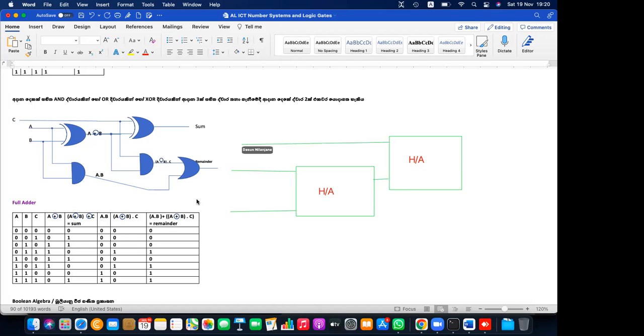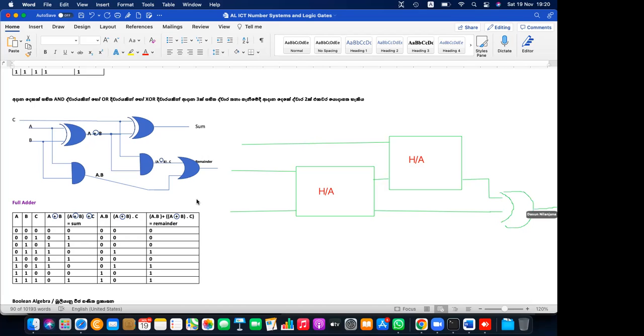Actually, the carry forward bit, you need to send it separately. See, carry forward. This is A and B, or the carry forward bit. And here also you need to add this with the carry forward bit in the second half adder. Then you have to combine them using an OR gate. That's it. So both half adders need to be combined using an OR gate. It's not difficult, but you have to combine the carry forward bit, or the remainder, of both half adders using an OR gate.